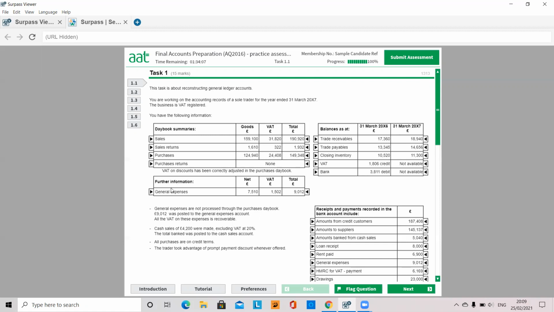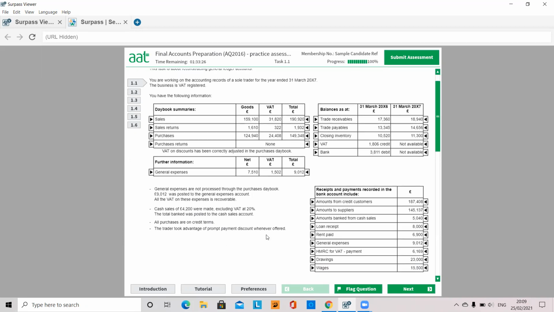We've then got some more information to do with general expenses. And it tells us that these general expenses here are not processed through the purchase day book. £9,012 is posted general expenses account. All VAT on these expenses is recoverable, so that 1502. Cash sales of 4,200 were made, excluding VAT at 20%, which out of interest is £840. And it said the total banked was posted to the cash sales account. All purchases on credit terms, and it says the trader took advantage of prompt payment.